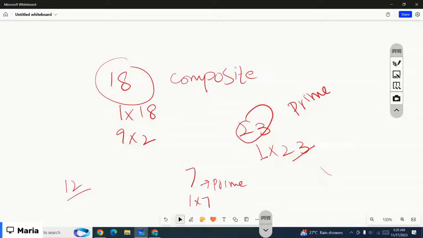Is 12 prime? 12 has only two factors, 1 and 12. Do we have other two numbers that, when multiplied, make 12? 6 times 2 makes 12. So that means 12 has more than two factors. If a number has more than two factors, is it prime or composite?